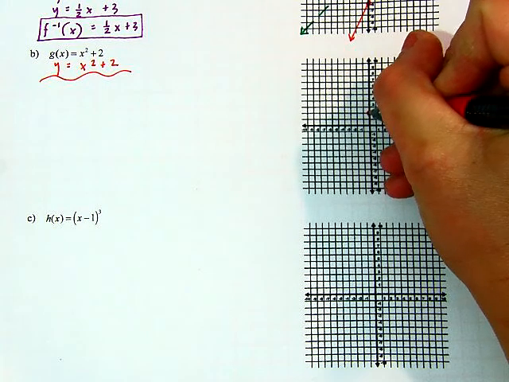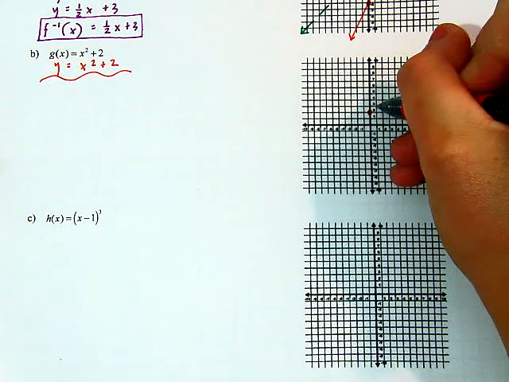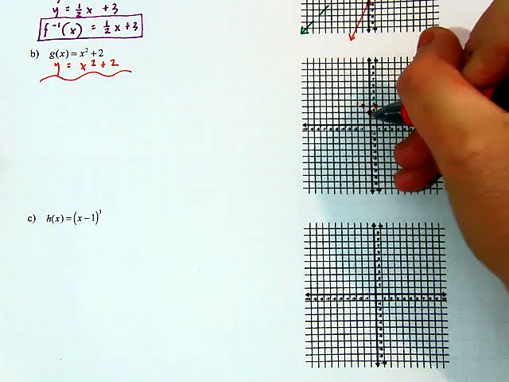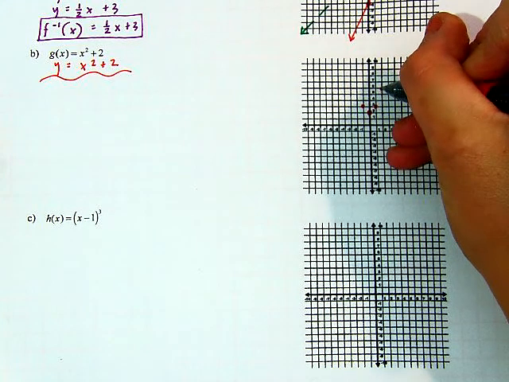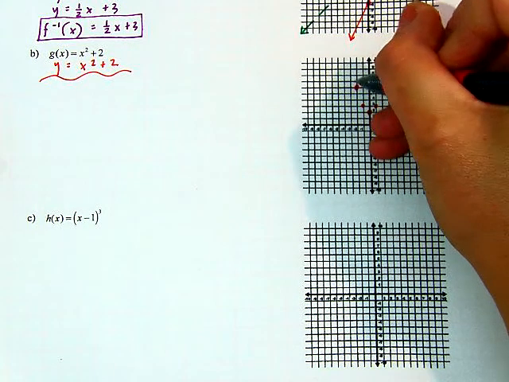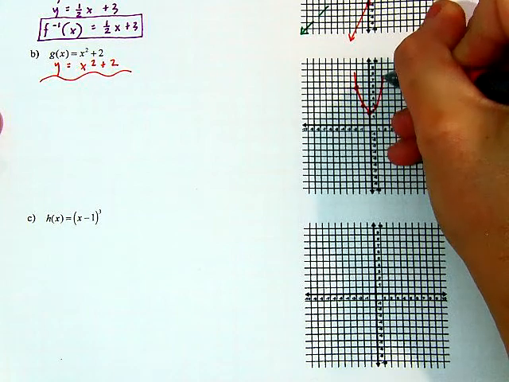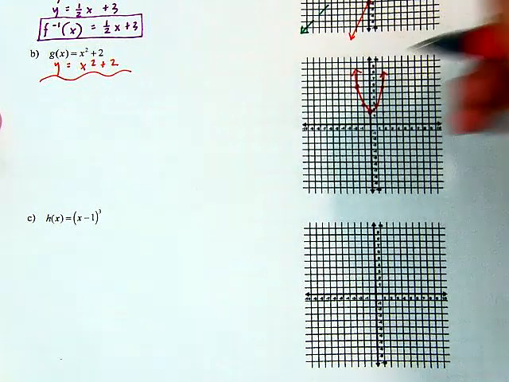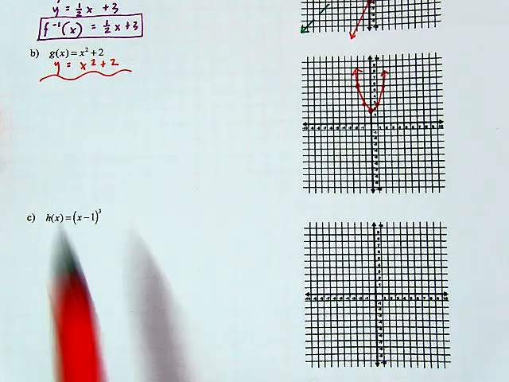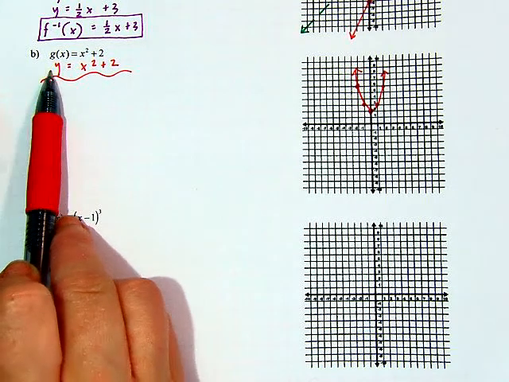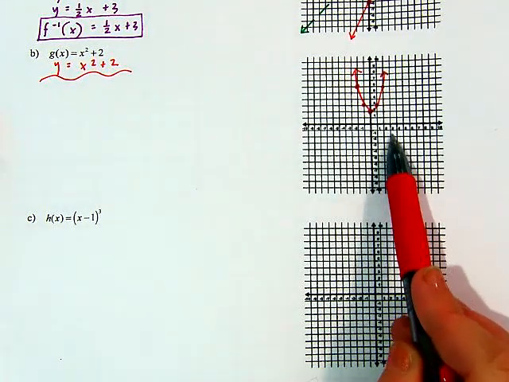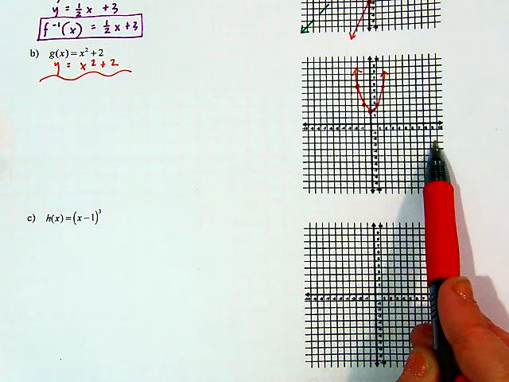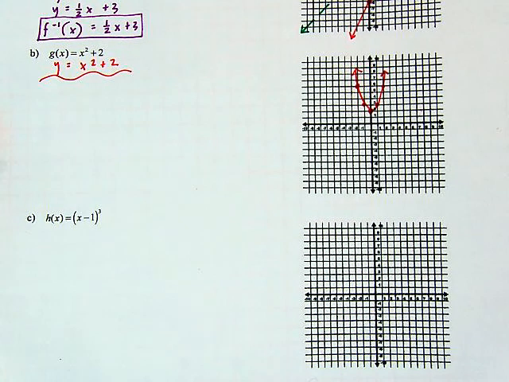Here we go. Over 1, up 1, back to the vertex, over 2, up 4, on both sides. There is my quadratic function, g of x, or y equals x squared plus 2. If I picture where its inverse is going to fall, it's going to fall kind of like this. It's going to be a sideways parabola, just like we saw in that very first problem.